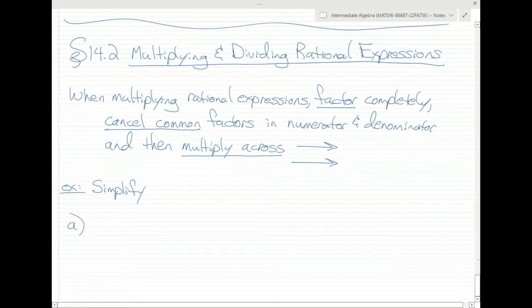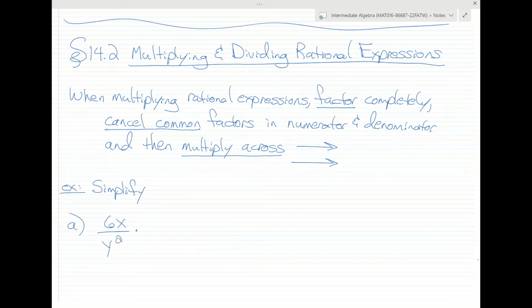Say we had 6x over y squared times 3y over 5x. Now there's nothing to factor. We could just multiply straight across and get 18xy divided by 5xy squared.